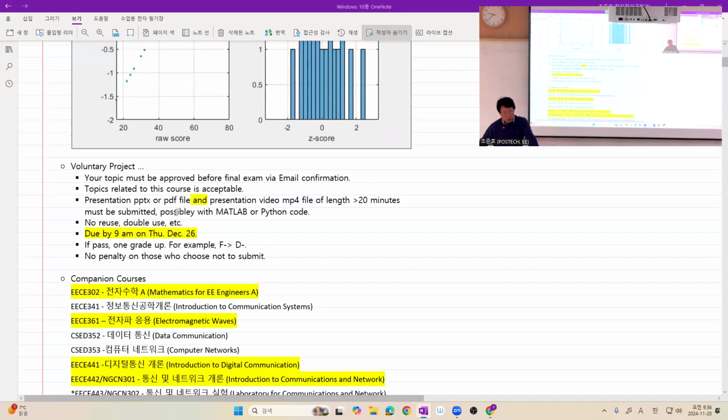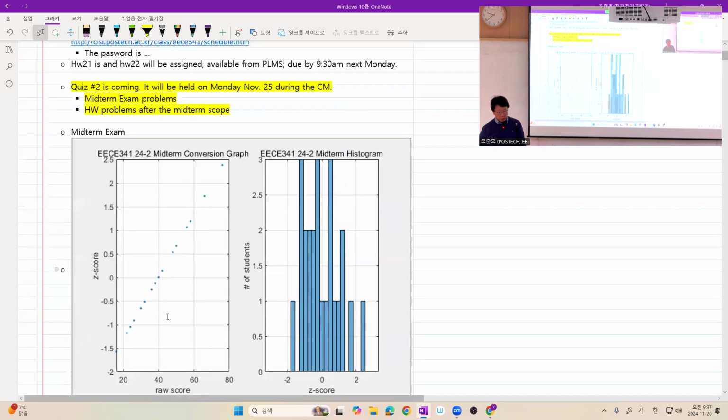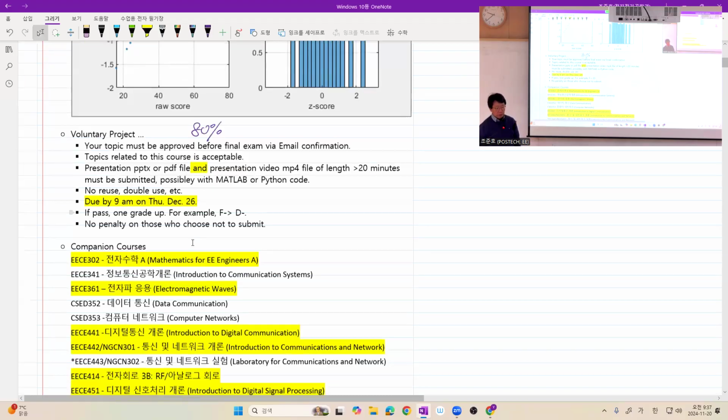Since you have the midterm exam results, you may now have strong interest in the voluntary project. Let me tell you, around 80% of those who submitted the voluntary project get promoted in the final grade. So I strongly recommend you do that if you are, for example, around here, or you are here, but want to ensure that you get A+, then you had better do the voluntary project.